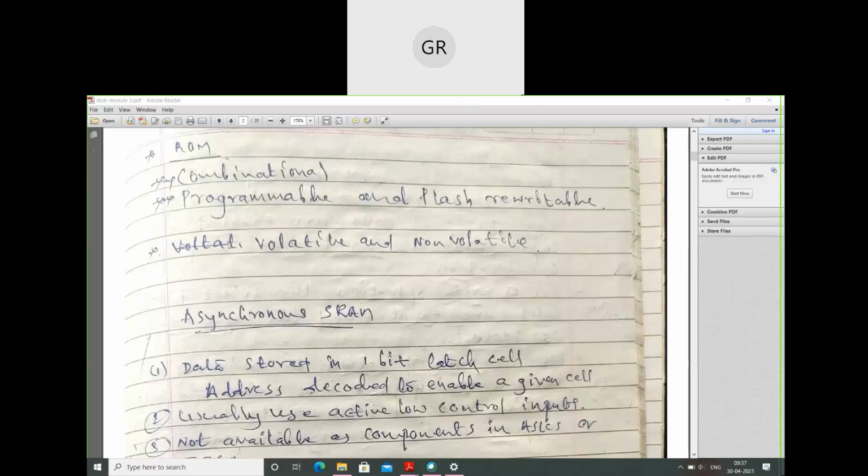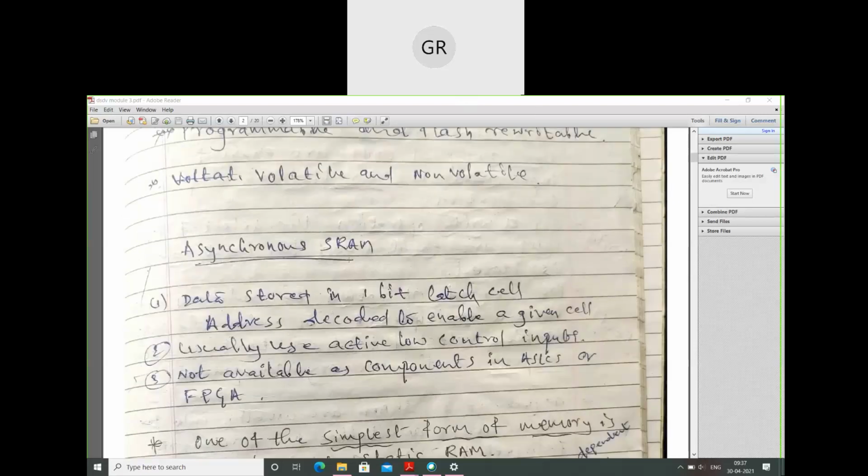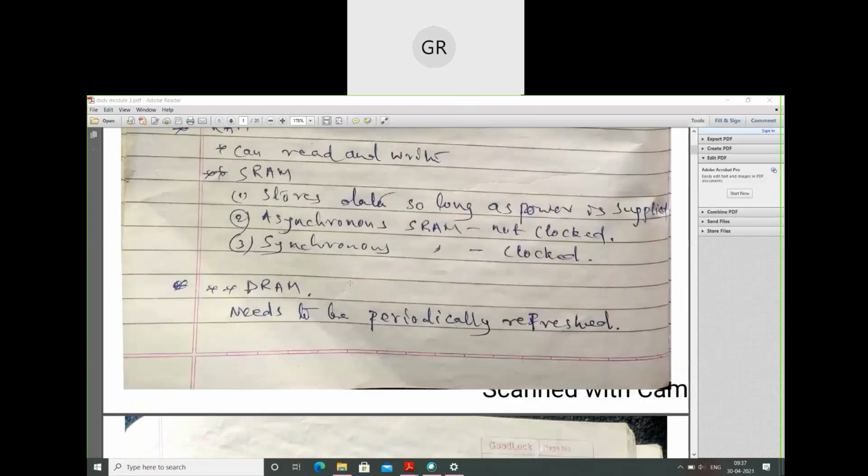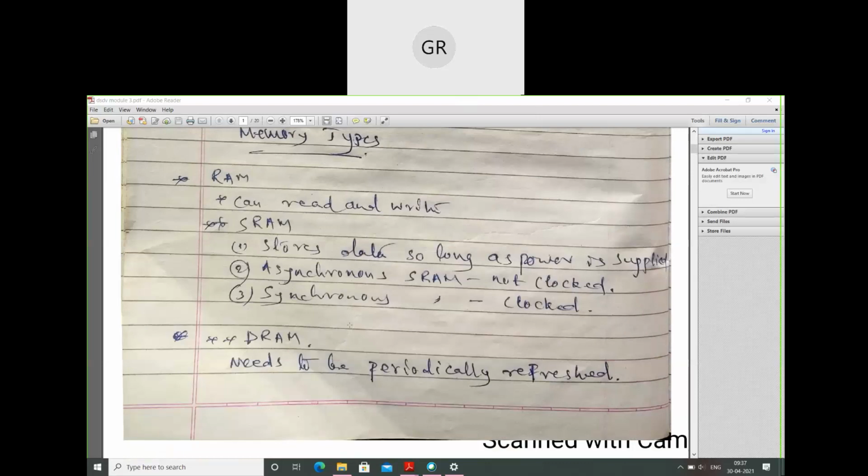In the previous class, we were discussing the asynchronous SRAM, and RAM and ROM. There are different types of memories. RAM means random access memory. ROM means read-only memory. The random access memory can be classified as SRAM and DRAM. SRAM means static random access memory, and DRAM means dynamic random access memory.